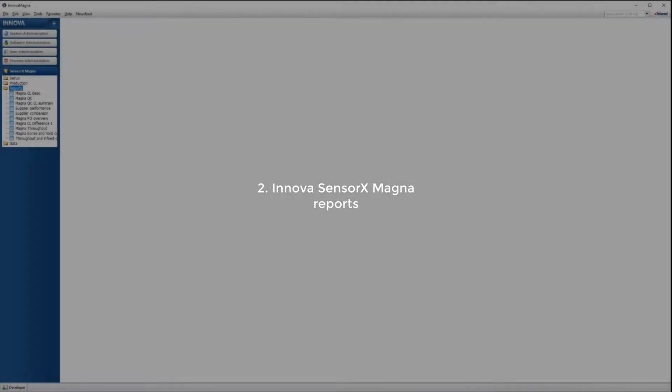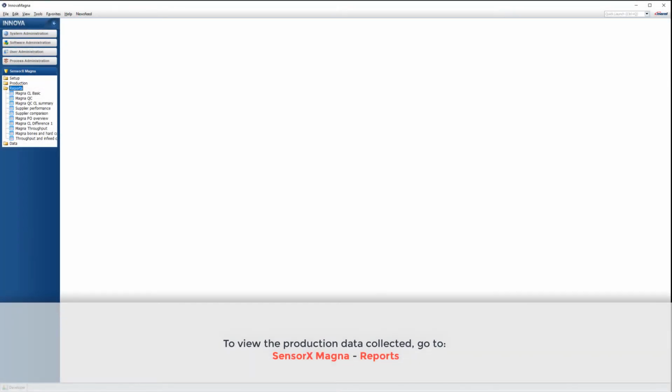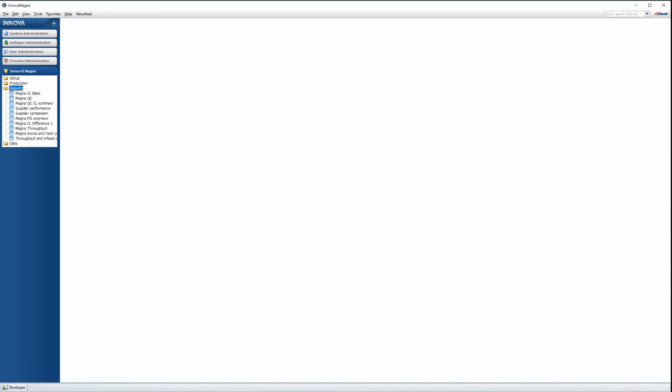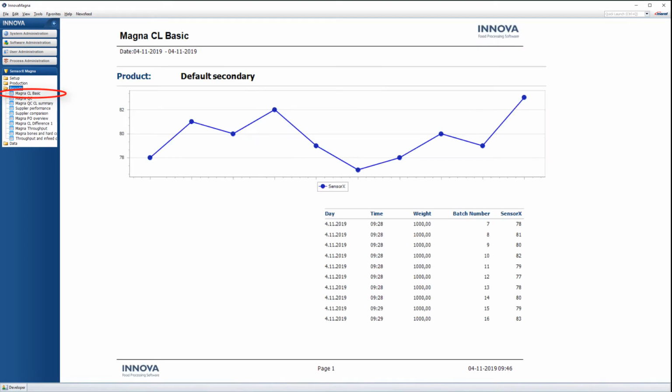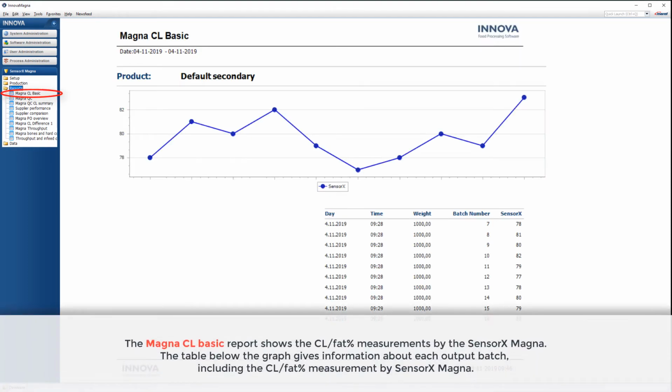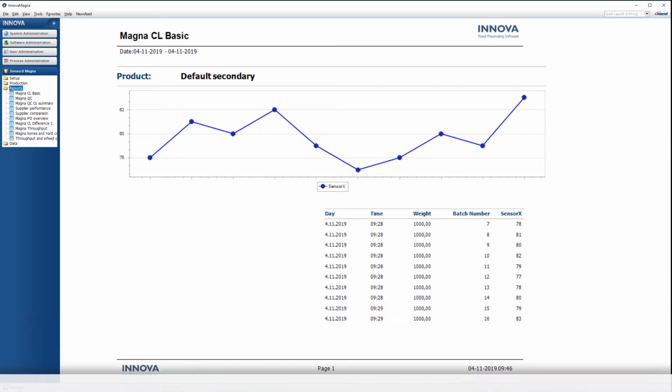Innova SensorX Magna reports. To view the production data collected, go to SensorX Magna Reports. The Magna CL Basic Report shows the CL versus fat percentage measurements by the SensorX Magna. The table below the graph gives information about each output batch, including the CL versus fat percentage measurement by SensorX Magna.